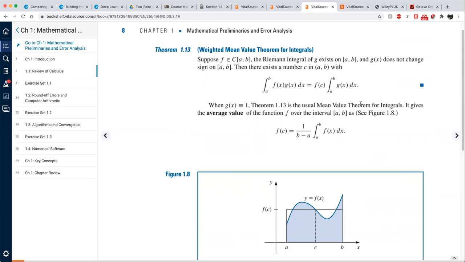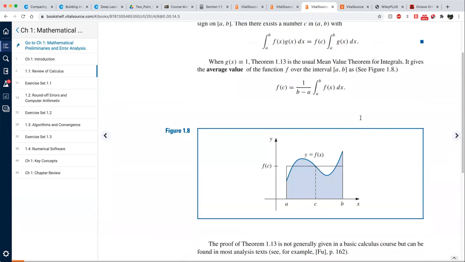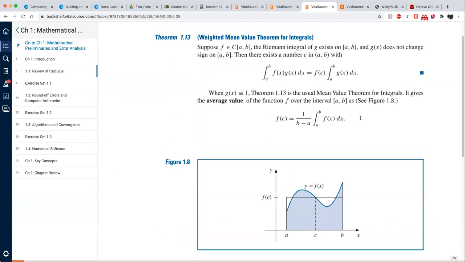Let me see. So f is continuous, and the Riemann integral of g exists. Now let's look at this figure, with g(x) equal to 1. Now the integral of f(x).